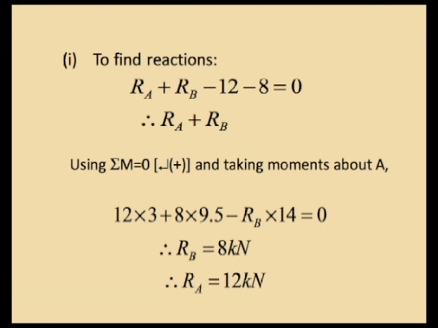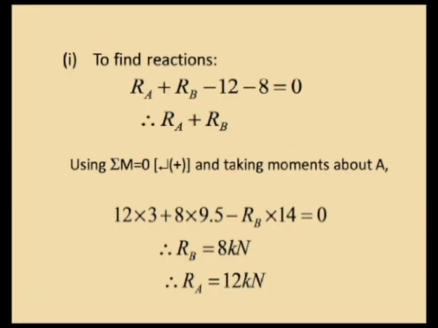Then using sigma M equal to 0, with the sign convention clockwise positive and taking moments about A, you will get 12 into 3, because the 12 kilonewton load produces a moment of 12 into 3 about A, and the 8 kilonewton load produces a moment of 8 into 9.5 about A, and R B produces a moment of R B into 14 about A. These two applied loads produce a clockwise moment and the reaction component produces an anti-clockwise moment, so plus and minus we have taken like that. Then R A equals 12 kilonewton and R B equals 8 kilonewton.